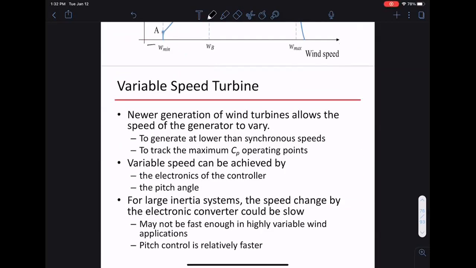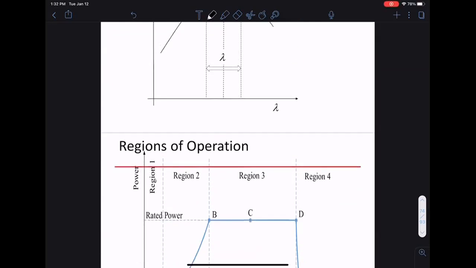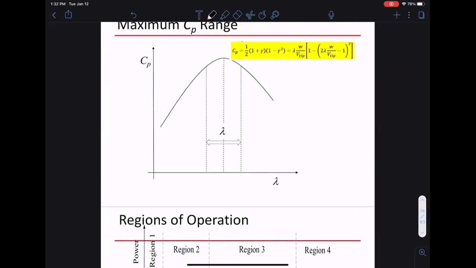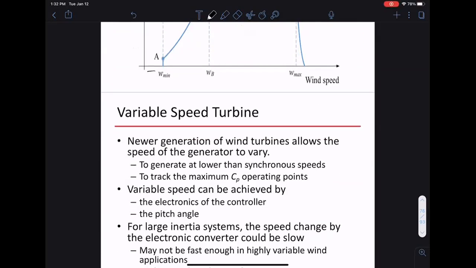All right, so if you recall, we want to track this maximum coefficient of performance. Nowadays, if you look at turbines, they are all variable speed turbines. This means the rotation rate of the blade can vary. They don't have to rotate at the same speed. If they can rotate at different speeds, they can change their tip speed ratio. That means they can track the maximum CP, the maximum coefficient of performance.